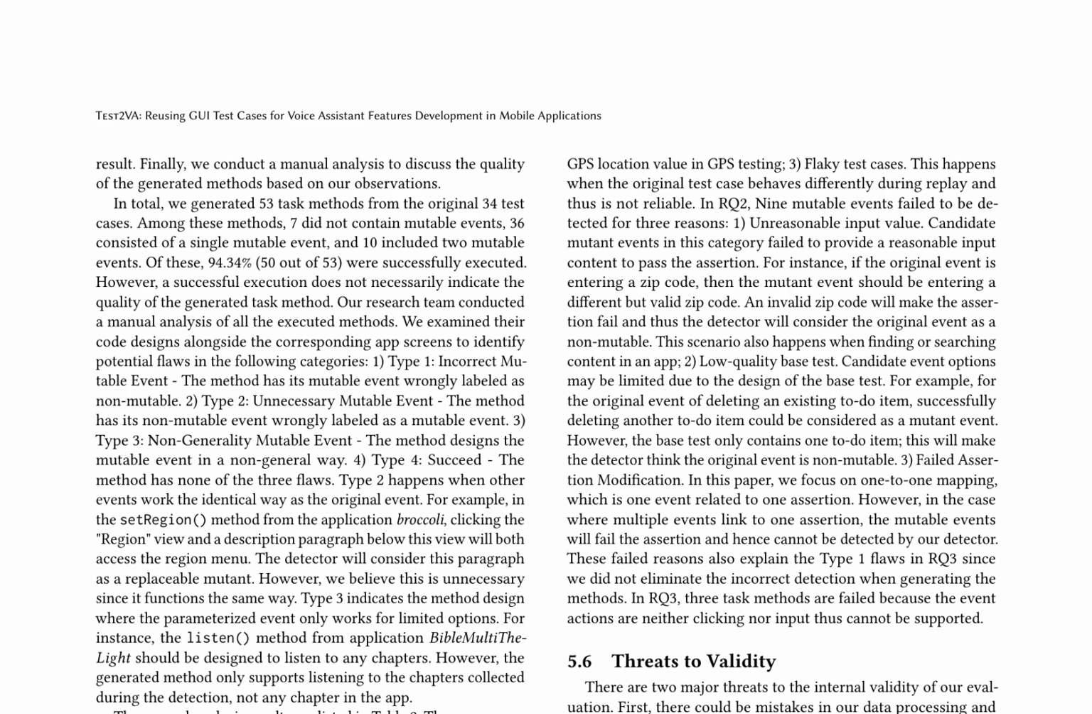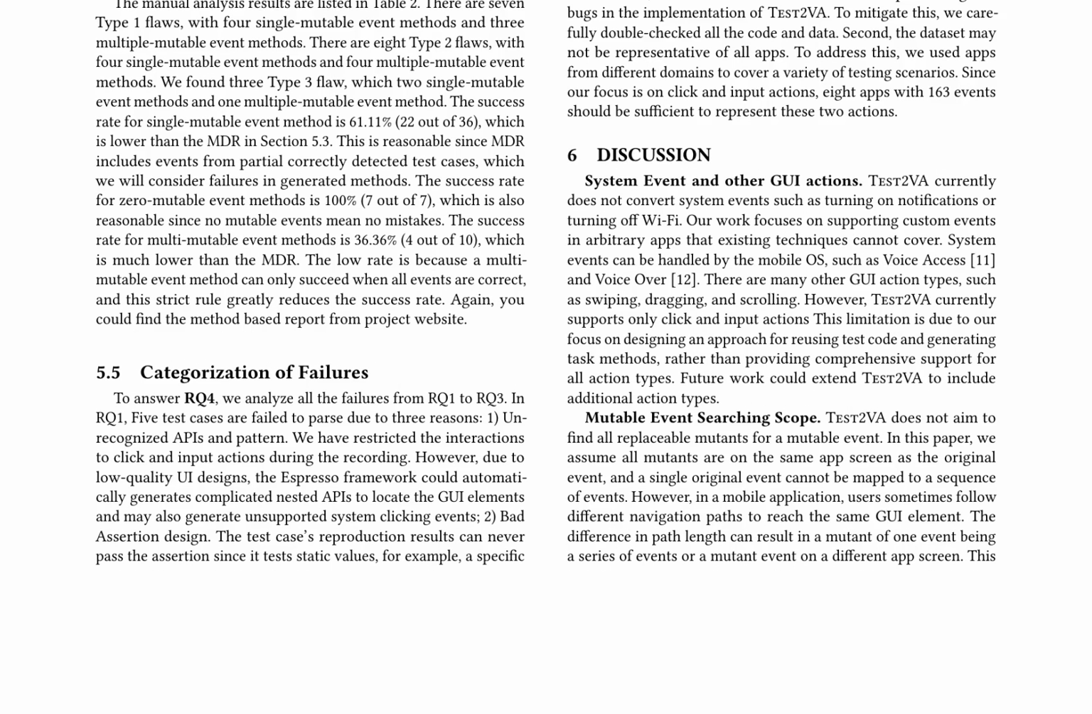There were flaws categorized into 4 types. Type 1, incorrect mutable event. Type 2, unnecessary mutable event. Type 3, non-generality mutable event. And Type 4, success. Failures in the evaluation were attributed to 3 main reasons: unrecognized APIs and patterns, bad assertion design, and flaky test cases.